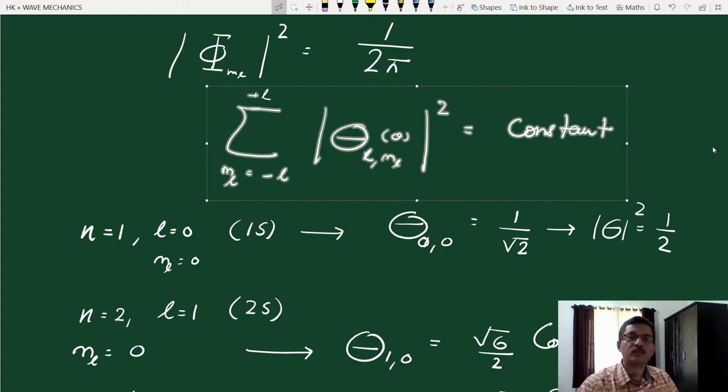We have now shown that if the electron can be in any possible ML state, and we take the total probability density, the angular probability, the probability density theta square summed over all ML states, then we get a constant.